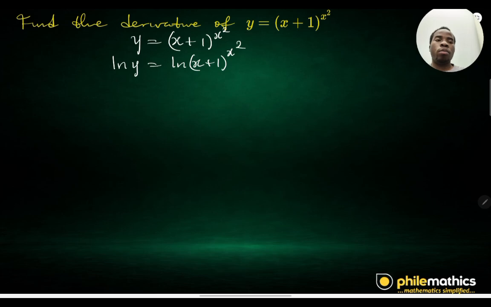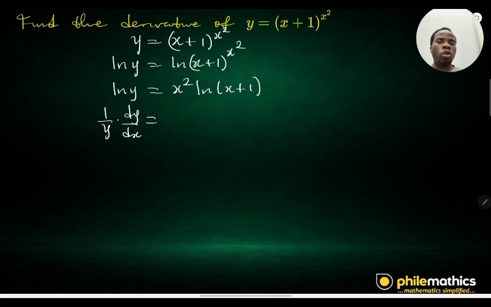And so from the laws of logarithm, the power x squared will multiply the natural log. So natural log of y will be x squared natural log of (x plus 1). If you differentiate the natural log of y, what you will have is 1 over y times the derivative of y with respect to x. And at our right hand side, since we have a product, we use the product rule.